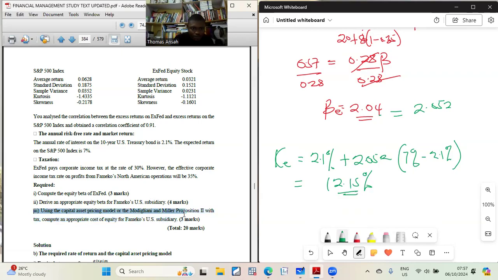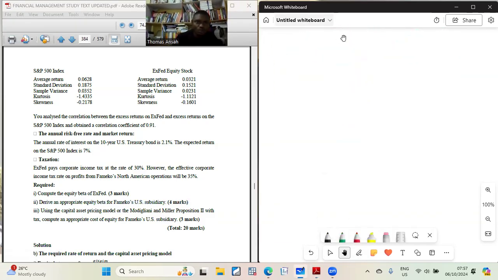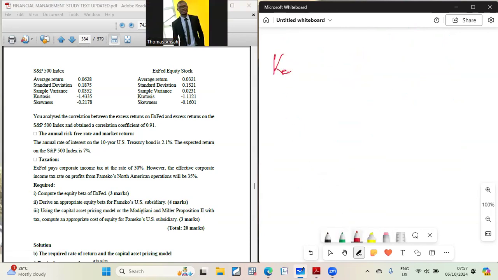For the second one, they are saying that we should use Modigliani. Remember the Modigliani formula? Let's quote the Modigliani formula and run with it. So Modigliani: KEG, the cost of equity of a geared company, is equal to that of an ungeared company plus into bracket 1 minus T, then you bring another bracket, KEU minus KD, then D over E. So basically that is that.